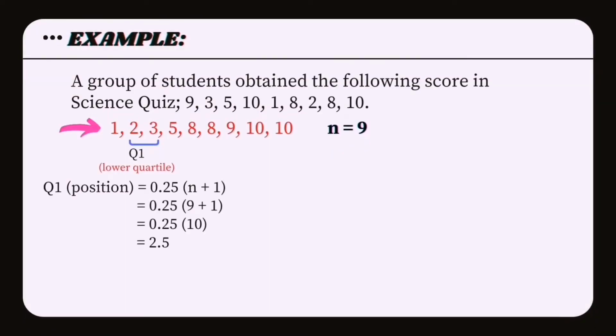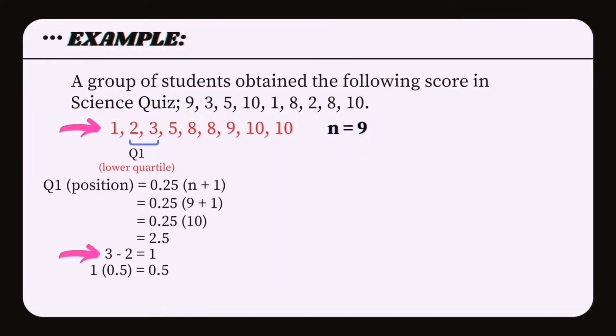Dahil 2.5 ang nakuha nating sagot, nasa pagitan ni 2 and 3 ang magiging lower quartile natin. Dahil sa linear interpolation, hindi natin makukuha ang pinaka-position ng isang quartile. Kaya naman kailangan nating isubtract si 2 and 3. So 3 minus 2 is equal to 1. Next, kailangan natin i-multiply yung 1 doon sa decimal point ng 2.5, which is 0.5. Kaya 1 times 0.5 is equal to 0.5.